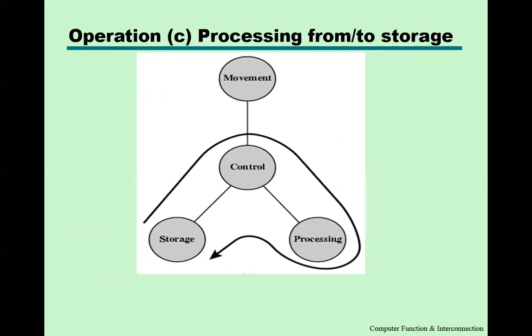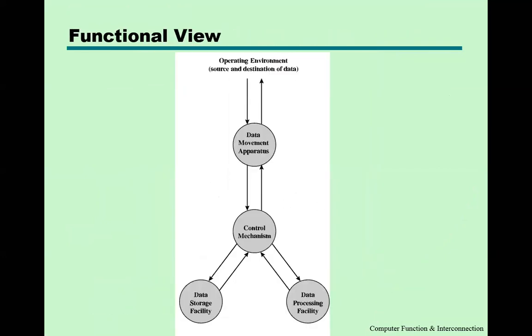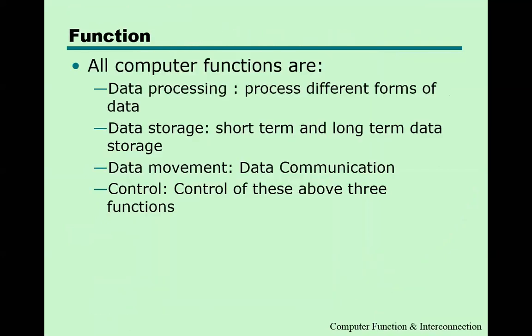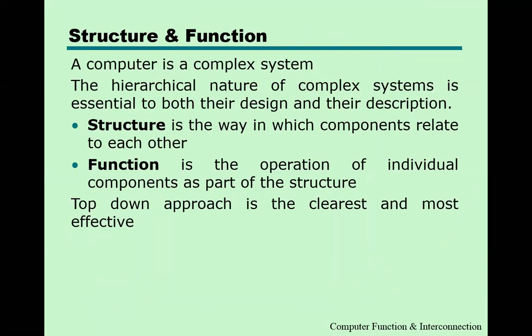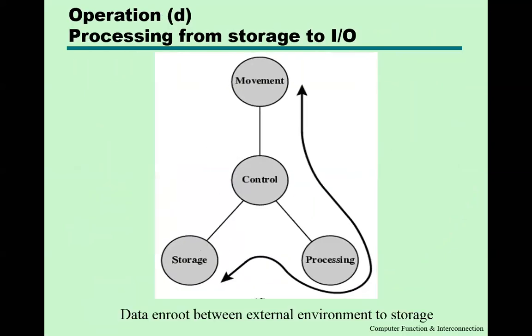These are the different components, and each component performs a different type of function like data processing, data storage, data movement, as well as control. So function means the operation of an individual component. Data storage has its own function, to store data. Data movement carries your data from one component to another. So it comes under the function. And structure means how the different components are related to each other.